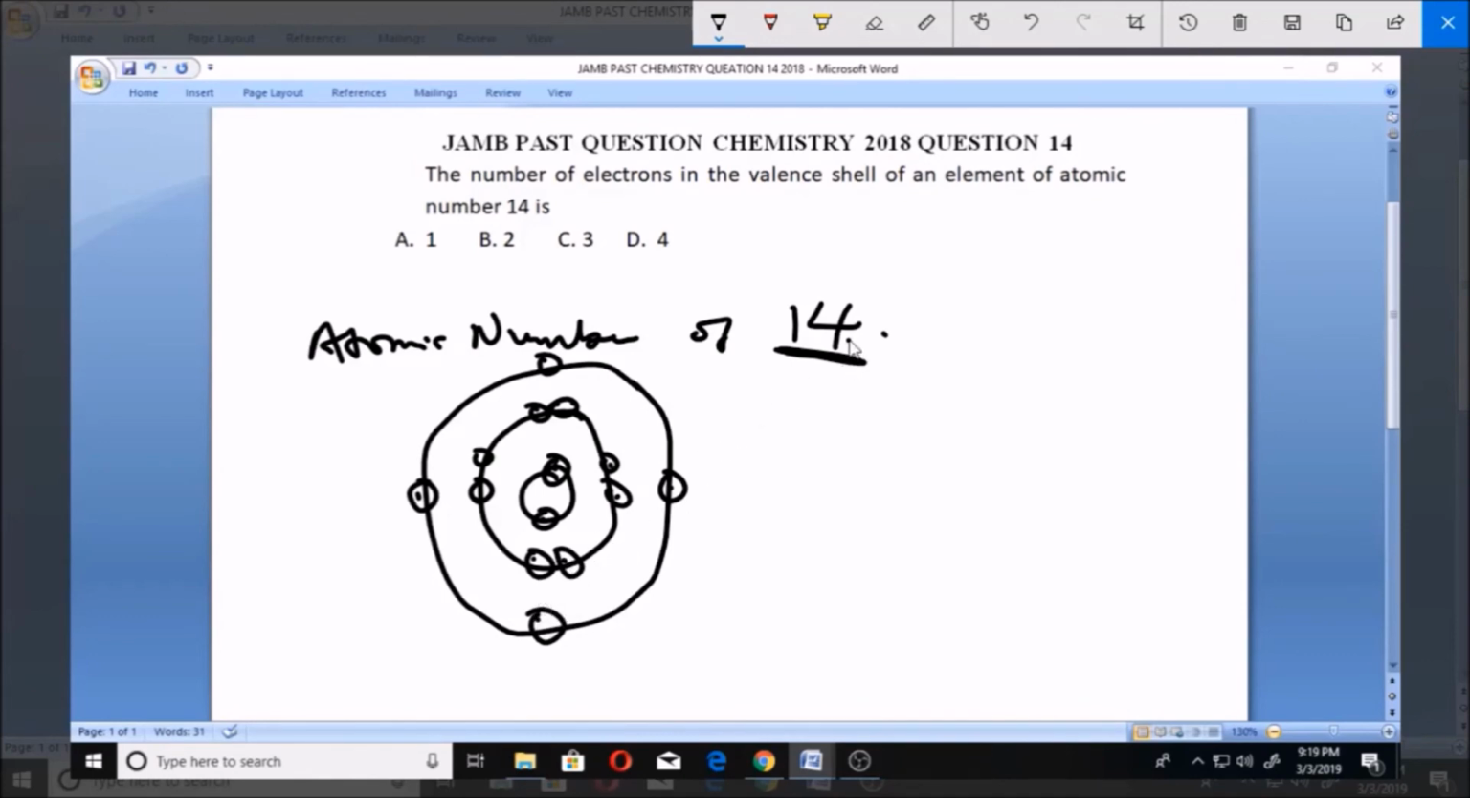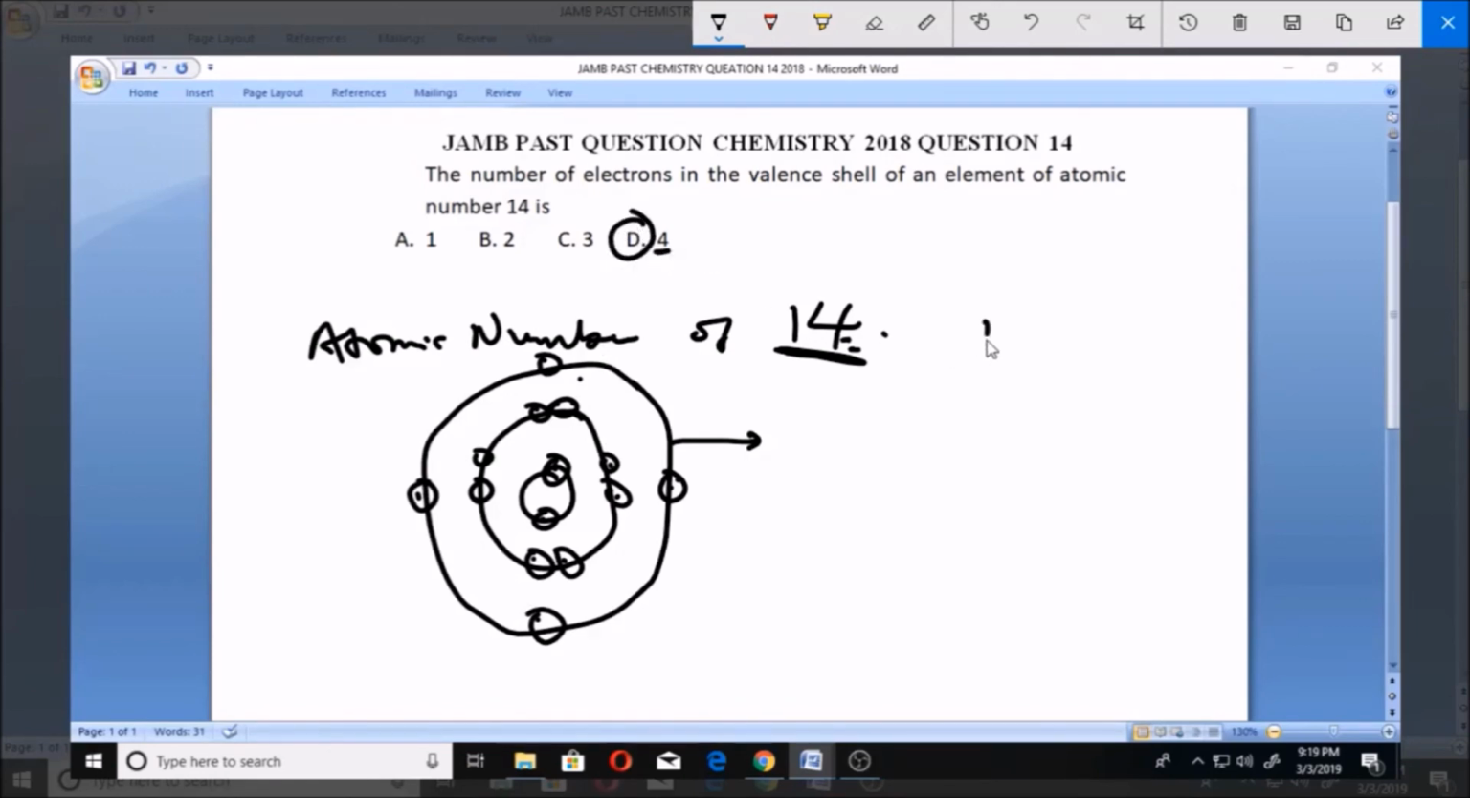So it's now equal to this. But note that the inner shell must have only 2. Other electron shells will have 8, 8. So the valence shell is the last shell. So this is the last shell, and this has completed the atomic number, which is 14. So how many electrons are on this valence shell? We have only 1, 2, 3, 4. So that makes D, 4, the answer.